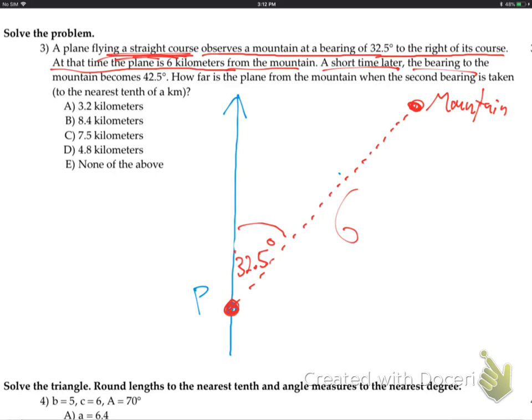A short time later, the bearing to the mountain becomes 42.5. So a little bit later, say he's up to like here. He looks to the right, and his bearing is 42.5. What's 42.5? Is it this? No. It's this, because that's from its course, right? From the blue line. From its course to the right, 42.5. Everybody get that? So this angle is 42.5, and this one is 32.5. We good with that? So far, so good.